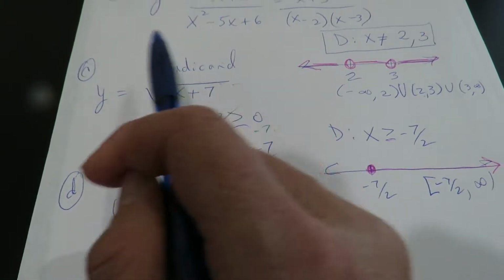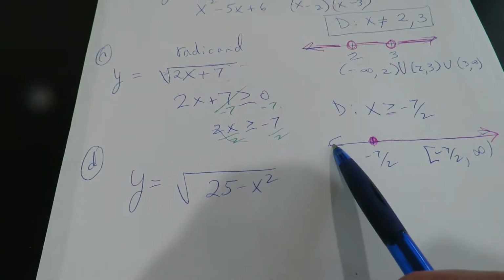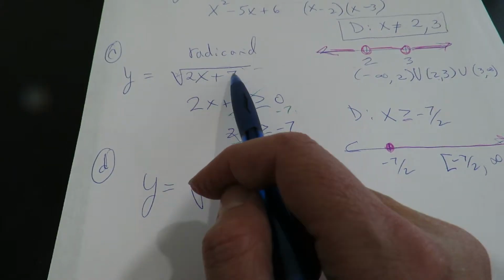If it's put under here, I can actually solve for y. If I pick anything less than that value over here, if I put it in, I'll get no solution because it's not allowed to be negative under here.